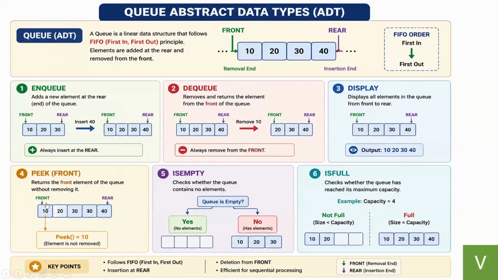Similarly, peek returns the front element in the queue. isEmpty returns true if there are no elements in the queue. It returns false if there is at least one element in the queue. Similarly, isFull returns true when the queue is full of elements, else false if space is present in the queue. So these are the abstract data types that are involved in queues. Now let us implement a C program to see how queues work in data structures.